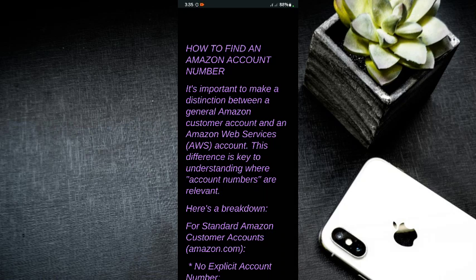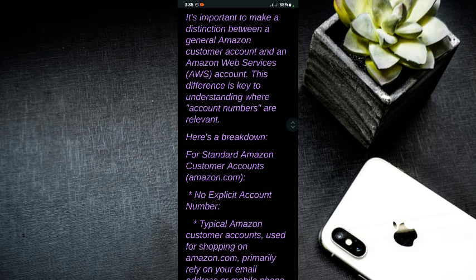Now it is very important to make a distinction between a general Amazon customer account and an Amazon Web Services account. Now, this difference is key to understanding where account numbers are relevant. Here's a breakdown. For standard Amazon customer accounts at Amazon.com, you have no explicit account number.